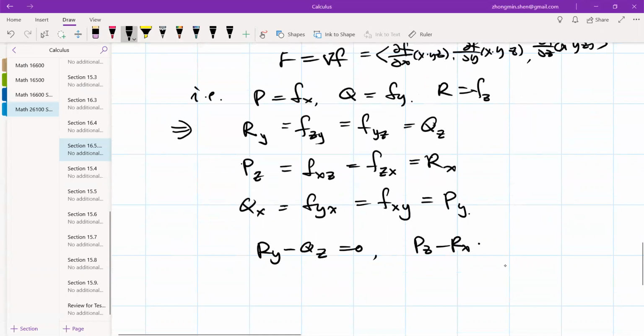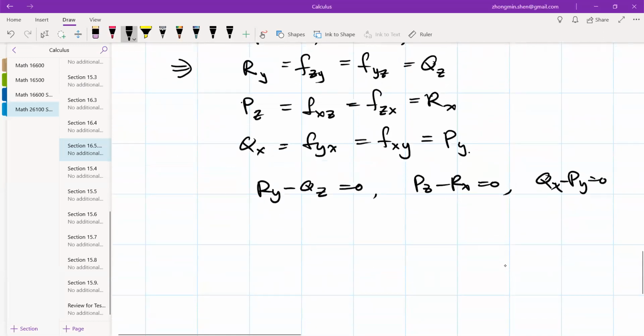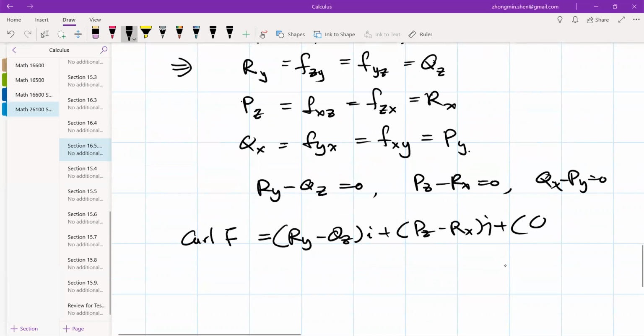Pz minus Rx equals 0, and Qx minus Py equals 0. What this really means is that the curl of F is going to be 0. Why? Because this is (Ry minus Qz) i, and that's (Pz minus Rx) j, and here (Qx minus Py) k. Okay, that's going to be 0.